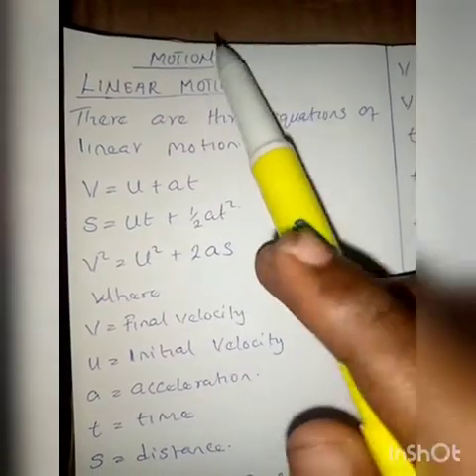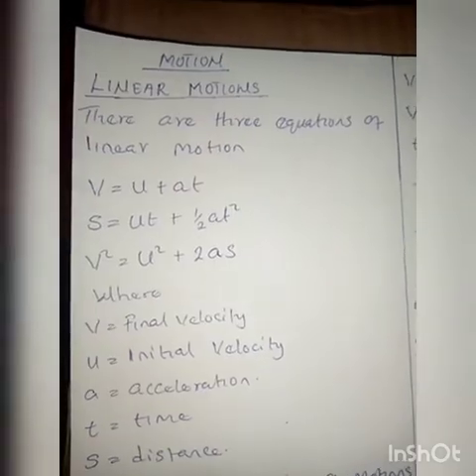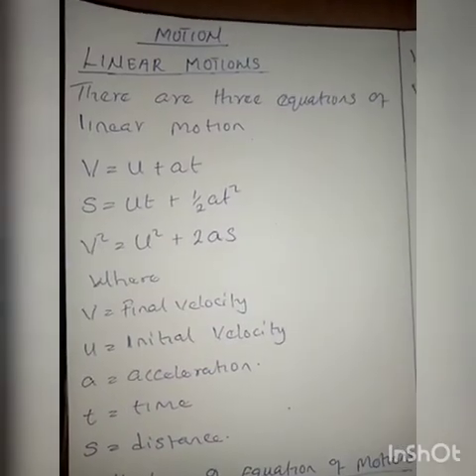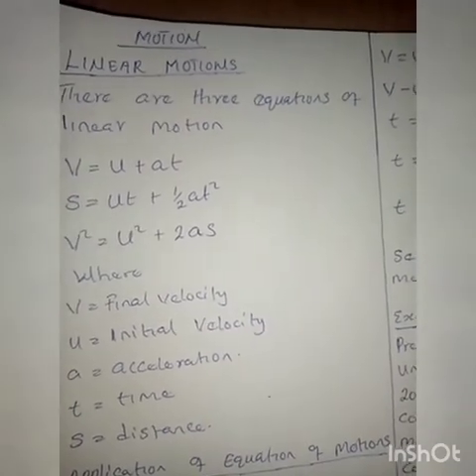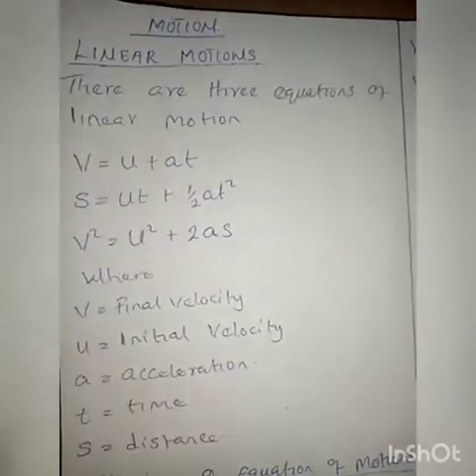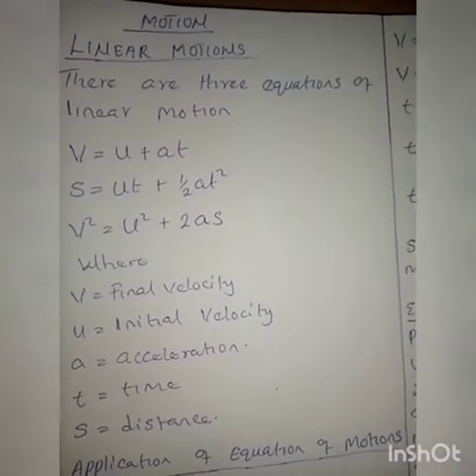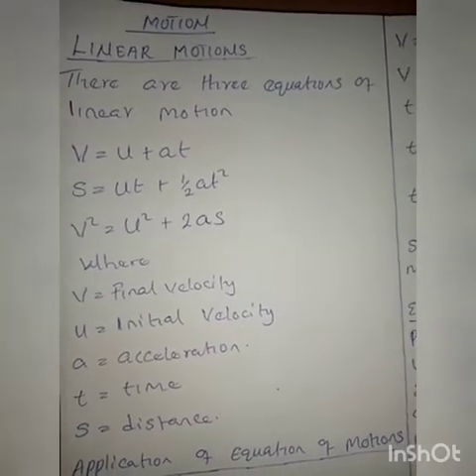Motion is the change of position of a body with respect to time. There are different types of motion: we have linear motion, projectile motion, translational motion, random motion, and so on. But the specific motion we'll be talking about now is linear motion, that is motion on the floor like this, in a linear form.